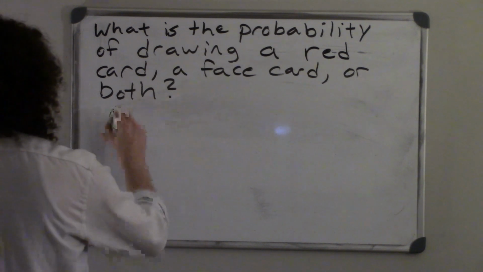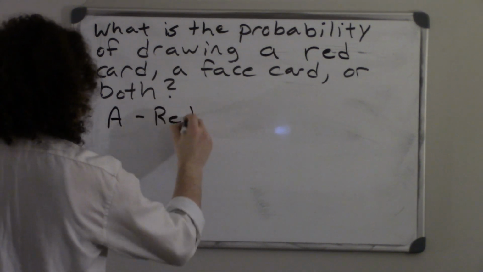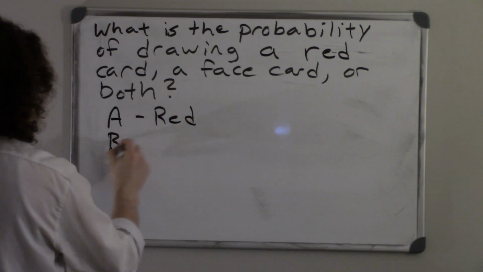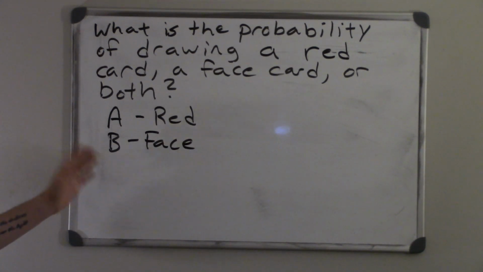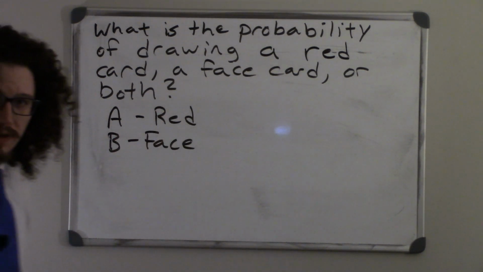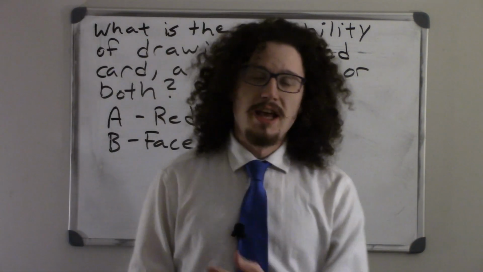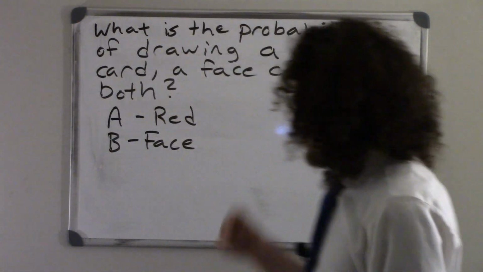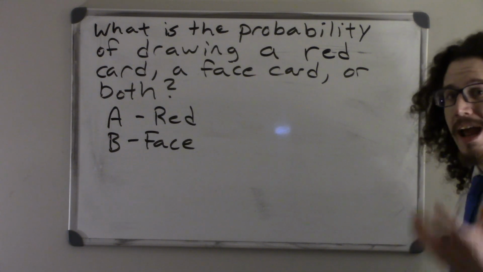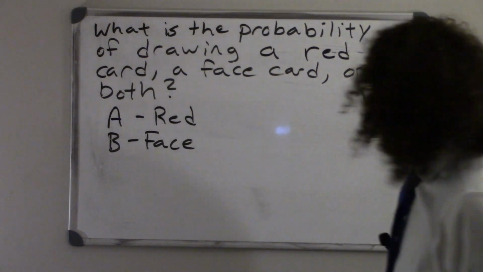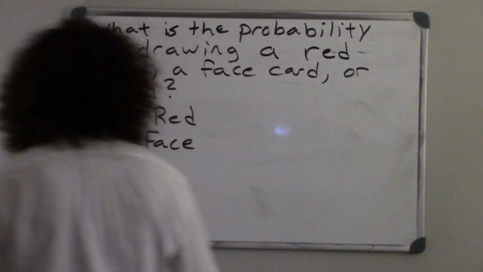All right, so I look at my events. We'll say A is red, B is face, and I ask, are these mutually exclusive? And the answer is no. There are red face cards. There are face cards, there are red face cards and black face cards. So you are going to have some overlap. You do have an intersection. So we're going to have to use that eighth law of probability.